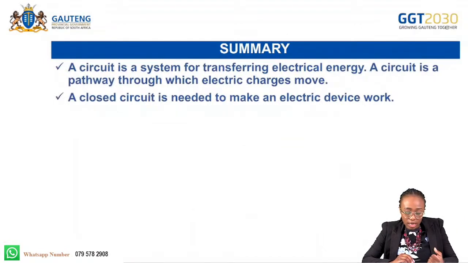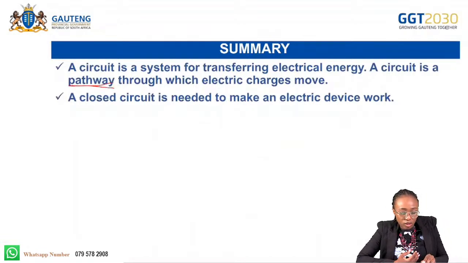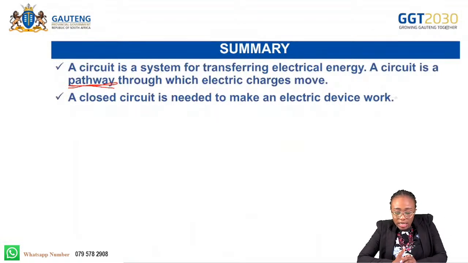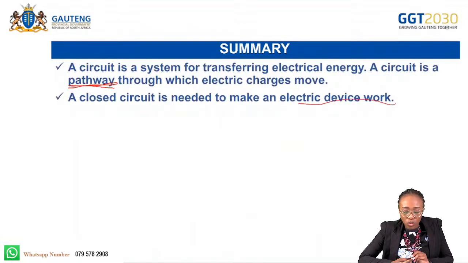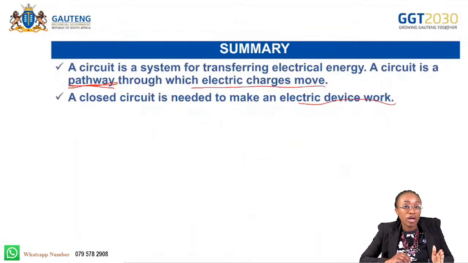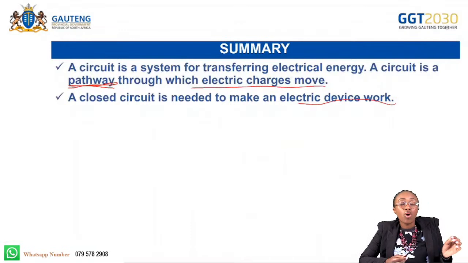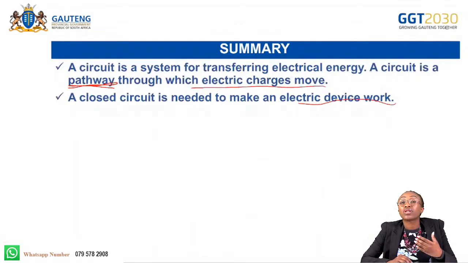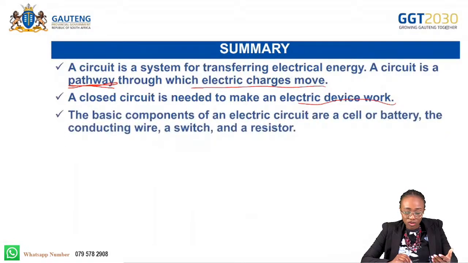A closed circuit is needed to make an electric device work. Remember, a circuit is a pathway. So if the pathway is complete, then the electric device is going to work because the electric charges will be able to move from the source of energy all the way through all the components and back to the source of energy. So the pathway is going to be complete. We need it to be complete in order for a device to function.